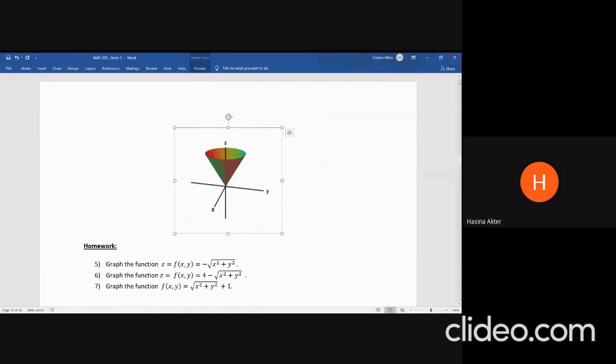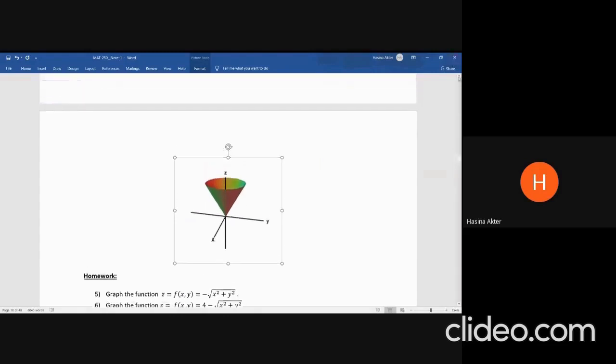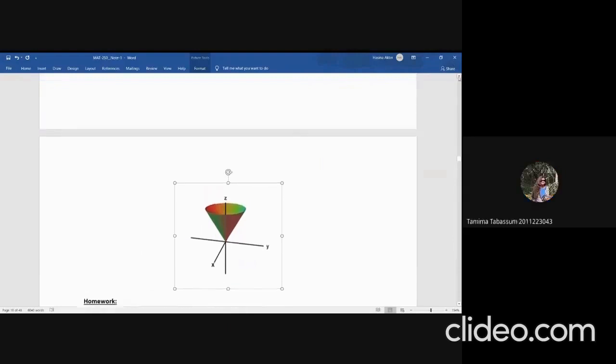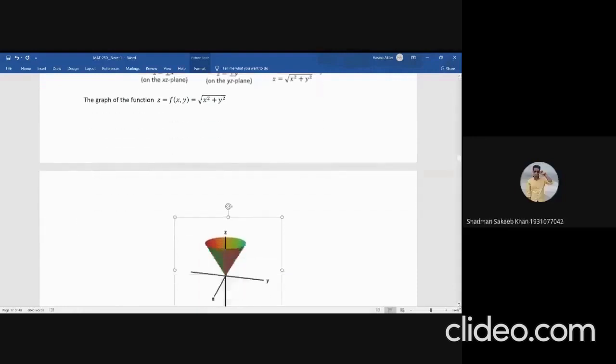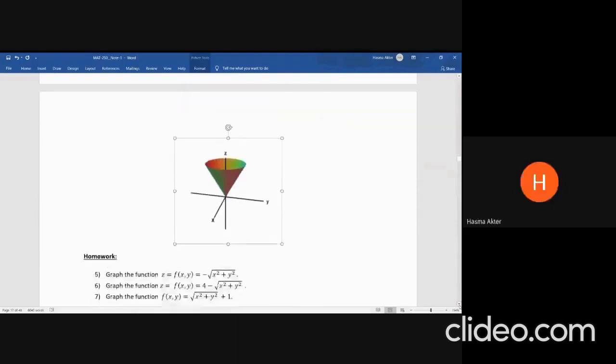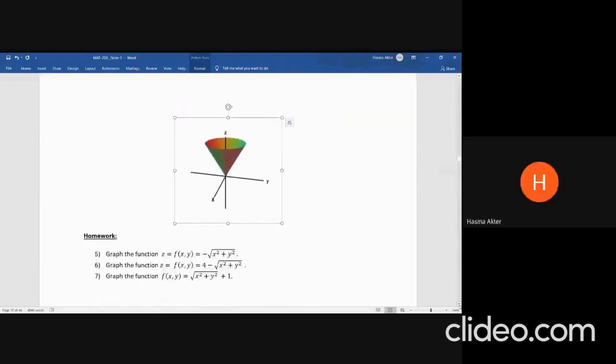Was it difficult to see the graph? And will you be able to graph it? Yes, miss. Class, are you good? Yes, miss. Okay. Last 10 minutes. I will give you a couple of examples. Then I will let you graph one of them. Okay. Guys, do you remember the transformation?